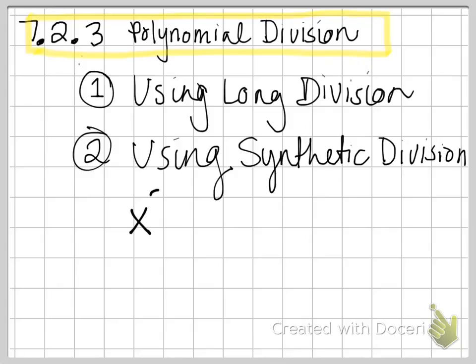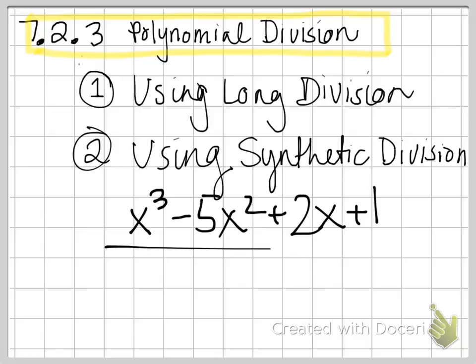So we could have something like this, plus 2x plus 1, and we would be dividing by some factor of x. So you could divide by just an x plus 1. And so that's what it's going to look like when you do polynomial division, all right?